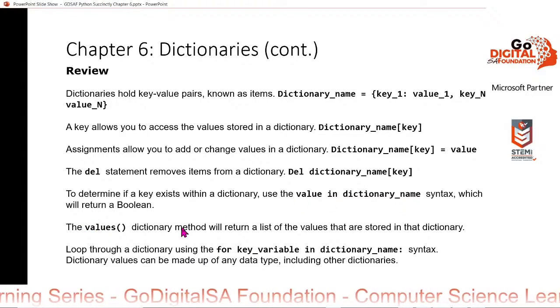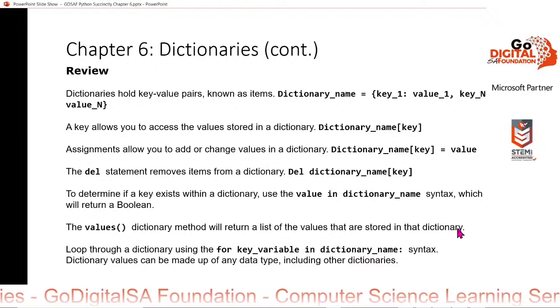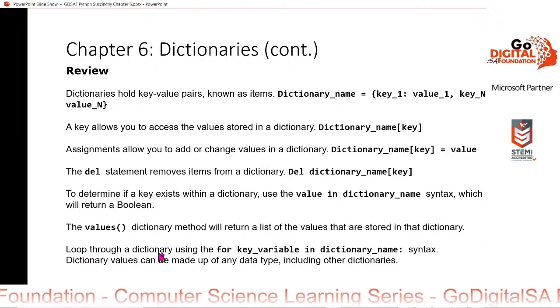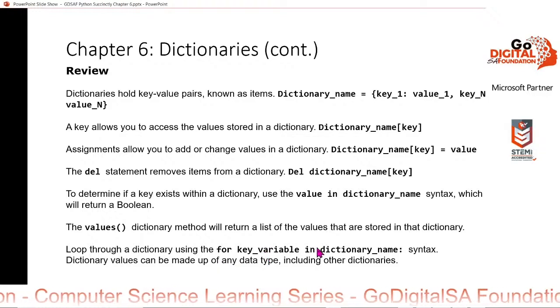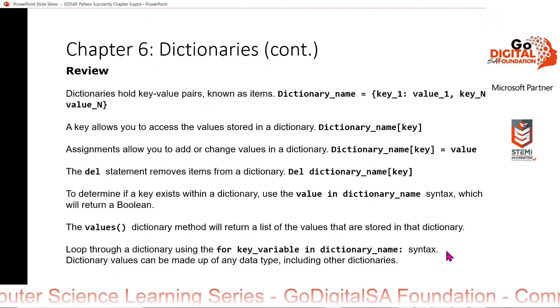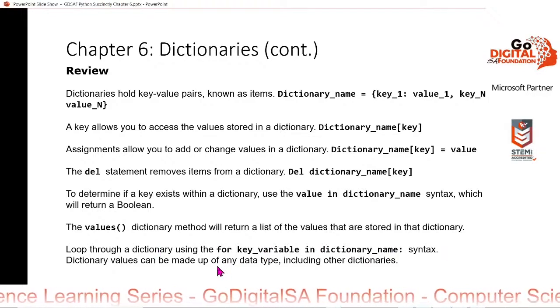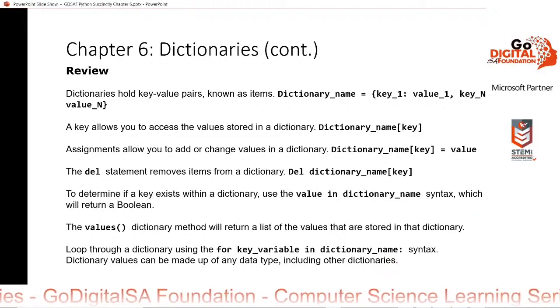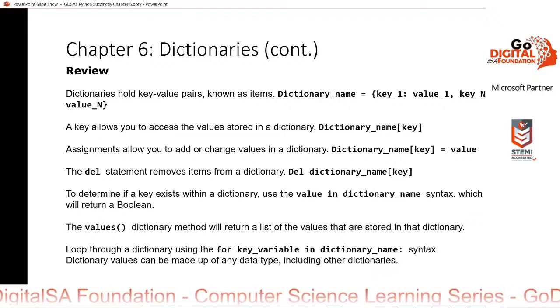The values dictionary method will return a list of the values that are stored in that dictionary. Loop through a dictionary using the for key variable in dictionary name syntax. Dictionary values can be made up of any data type, including other dictionaries, as we saw in one of the examples.